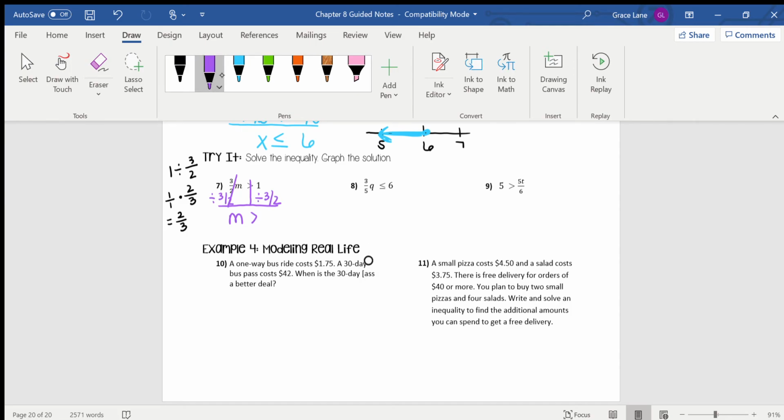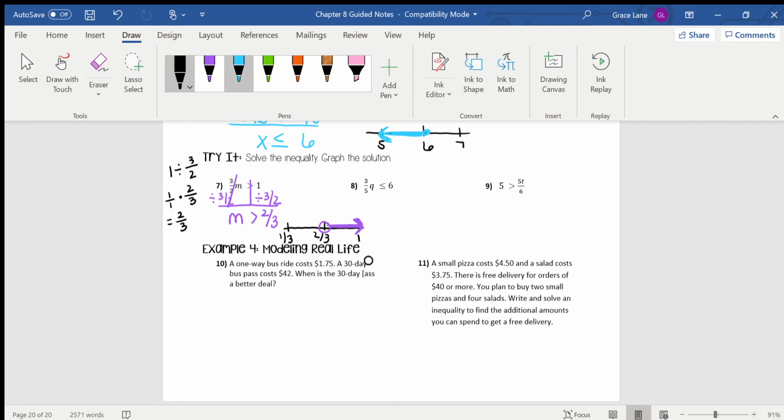So the solution is m is greater than 2/3. The graph, which I am going to squeeze in here, 2/3 would be, 1 above would be 3/3, which is just 1. 1 below would be 1/3. So I want greater than, so my graph would be like that.